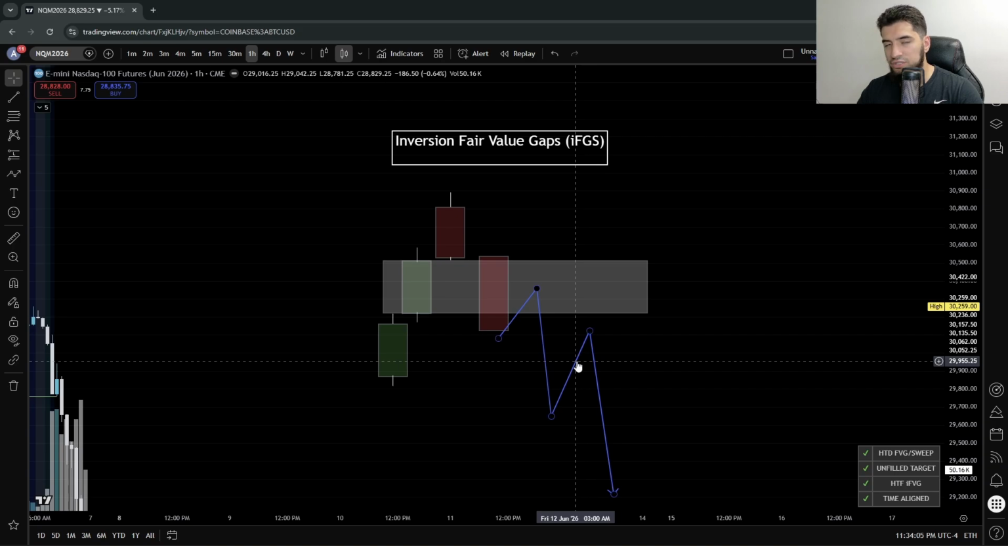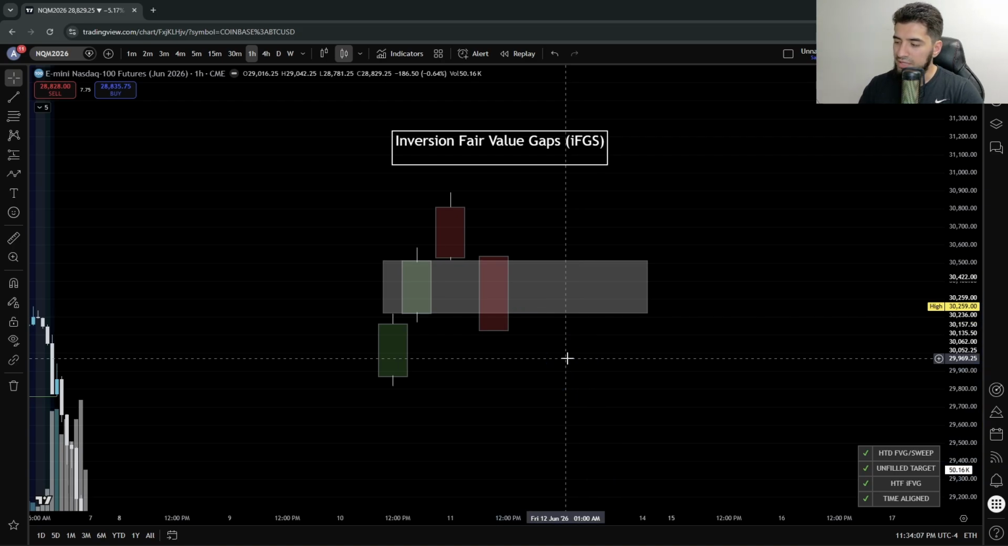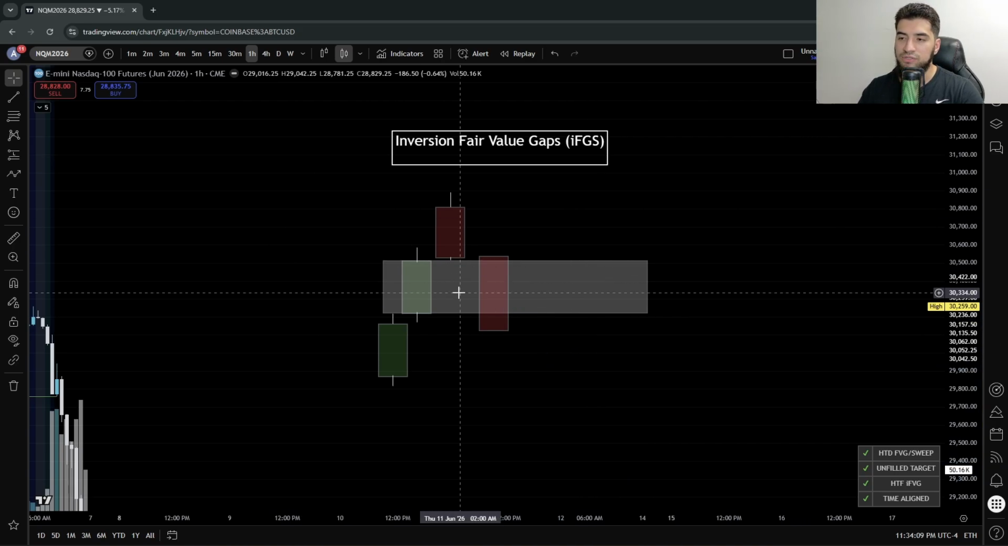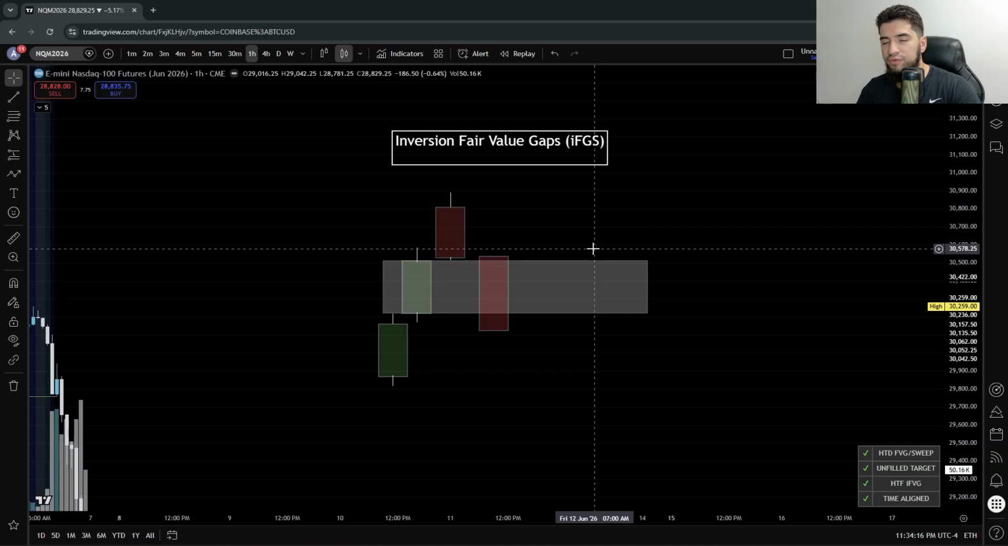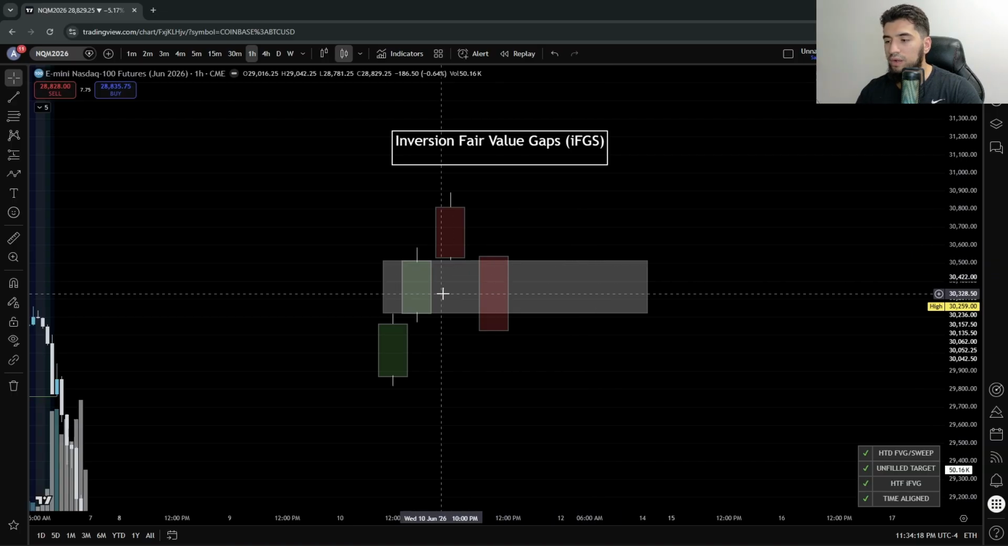Now, why is this such a good entry model? Reason being, when you put this together with certain criteria that I'm going to mention in a second, it makes entry models very high win rate. And a lot of the time people just use inversions everywhere they see them. So that's the thing with inversions and regular fair value gaps.